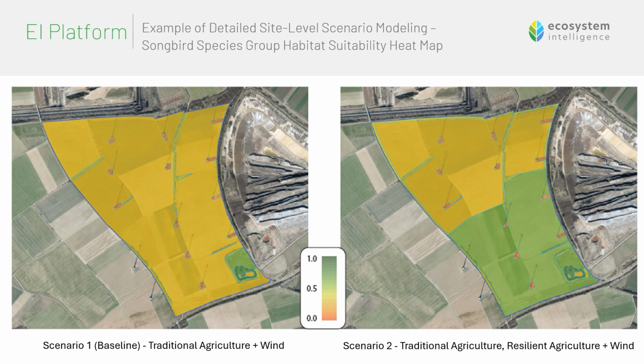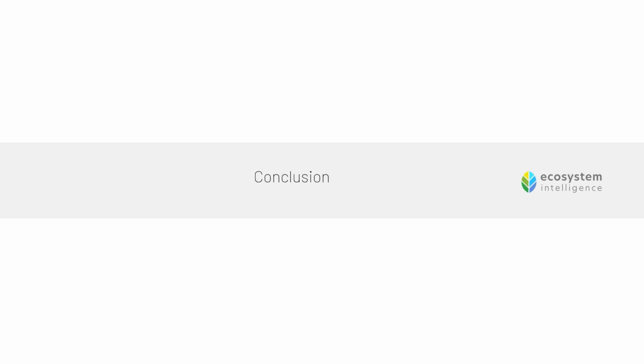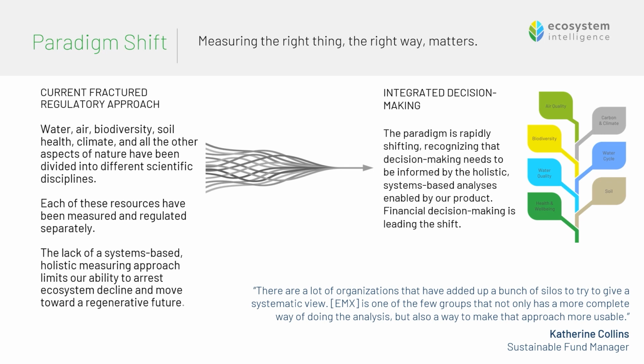Thank you for taking the time today to learn a bit about the Ecosystem Intelligence platform. I hope this tour of the EI platform has been informative. Our mission is to enable pervasive positive impact on the landscape. We enable system users to think outside of traditional regulatory silos and to adopt a systems-based approach to understanding the consequences of land use change.